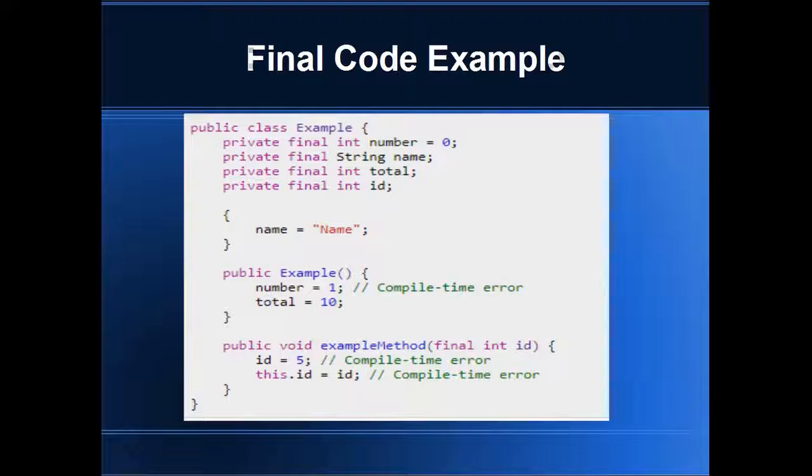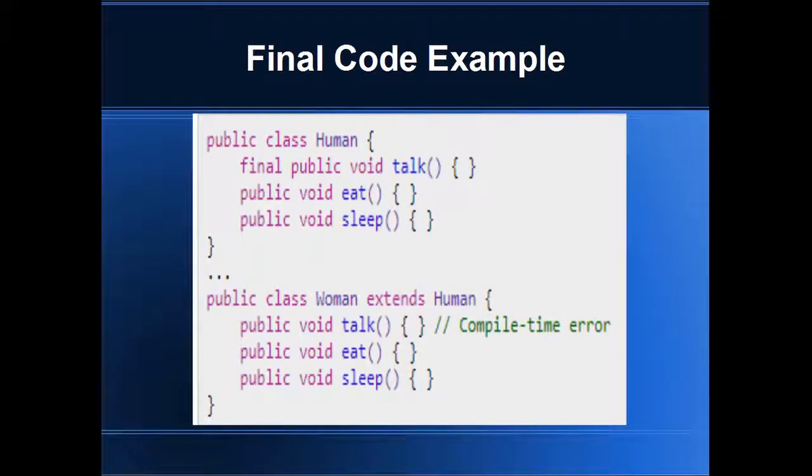All right, final code example. As you see here, there is a final public talk method, and it's extended, and the person here is trying to create another signature, public void talk, in Woman, extended by Human, and it's a compile error. You cannot override the method once it's final. It's done. All right, guys.